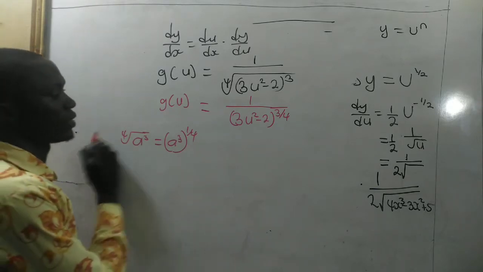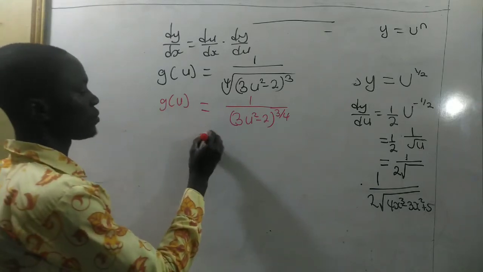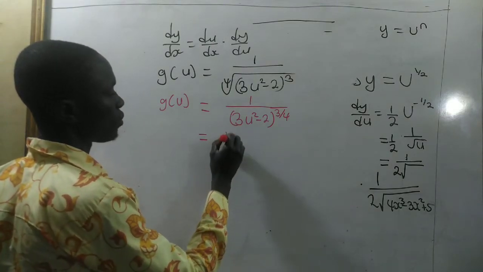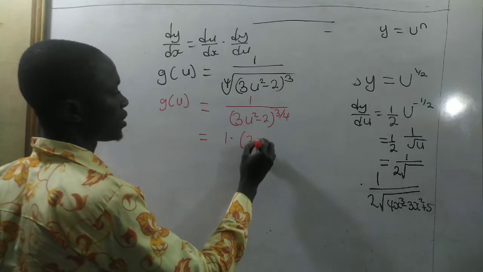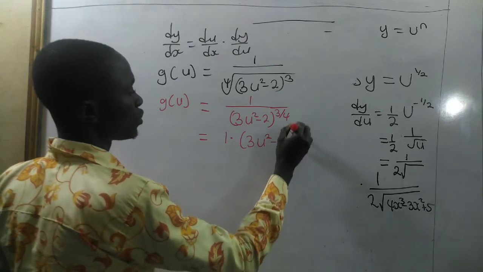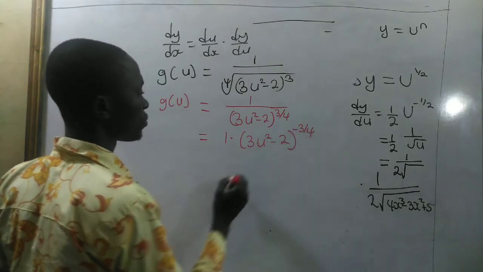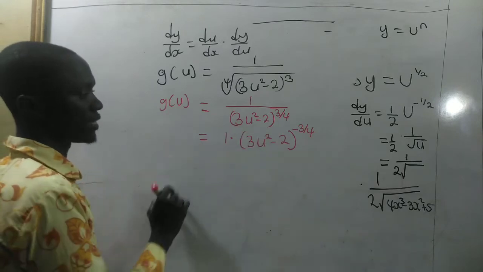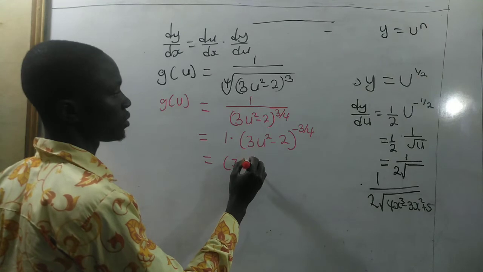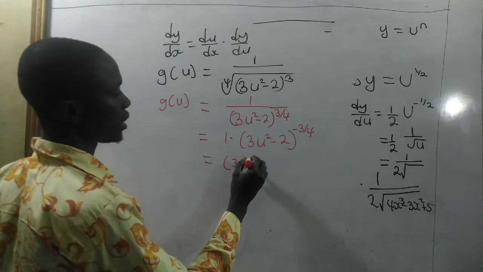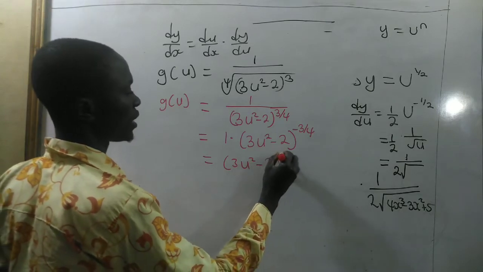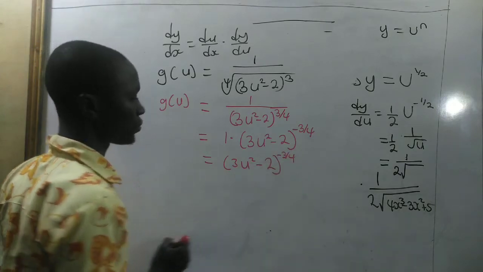And now this one is the same as 1 times 3u to the power 2 minus 2 to the power negative 3 out of 4. And 1 times this will give us that. So, okay, let me put it here. 3u squared minus 2 to the power negative 3 on 4.